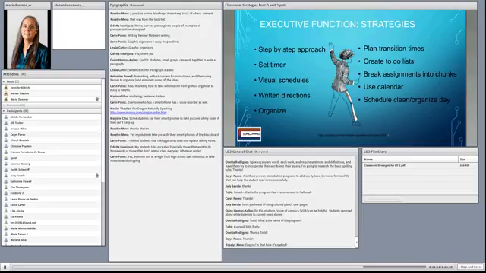I have a student who is always late back from break. So now he sets a timer to go to break, and now he comes back on time. Having visual schedules and visual reminders helps, along with written directions. If you have time in class to spend some time organizing, that can also help as well.